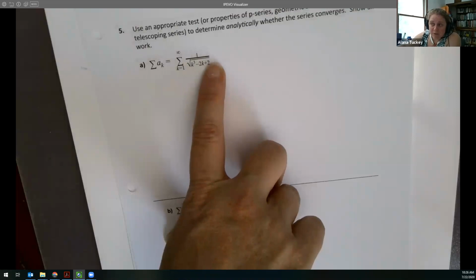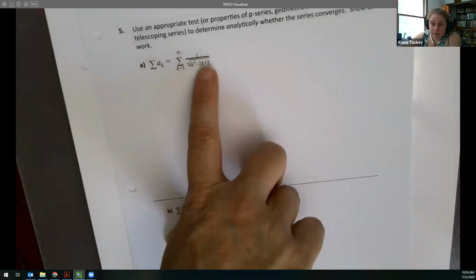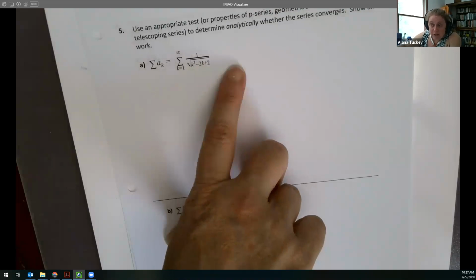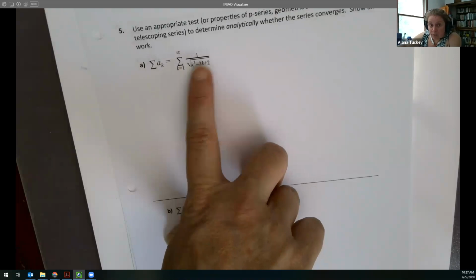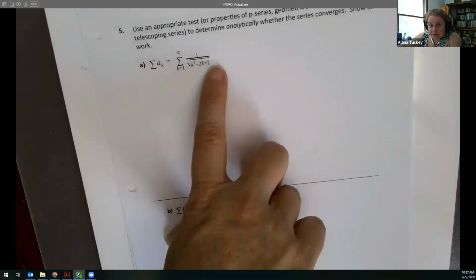So direct comparison would be a lot harder to prove. I mean, you could do it, but you'd have to prove that this is somehow always greater or less than that new function, right? And since there's both a minus and a plus, that's a little bit harder to prove. It's easier just to do limit comparison.